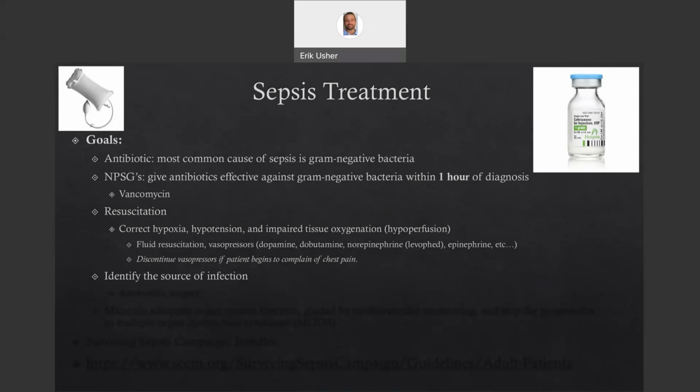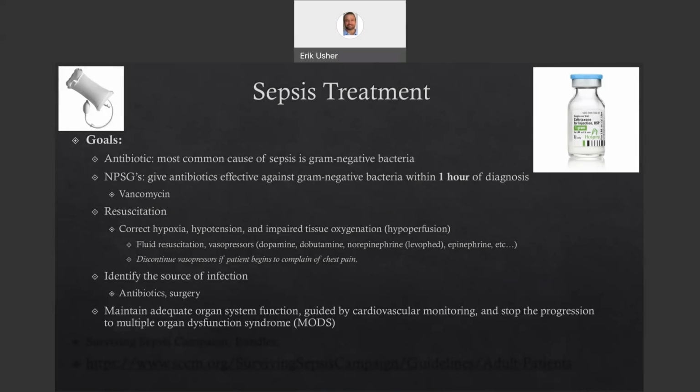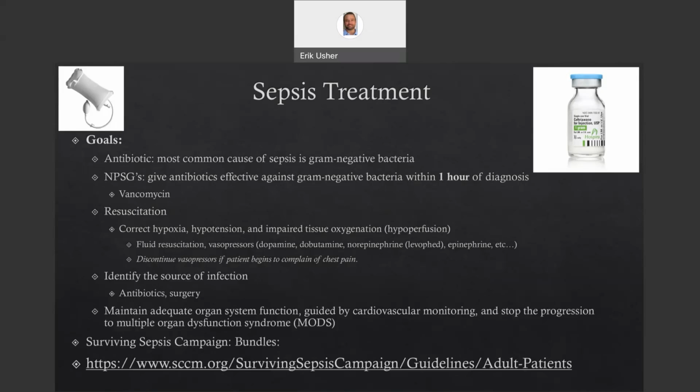Okay, identify the source of the infection. So antibiotics, surgery could be the root fix for that. Maintain adequate organ system function, guided by cardiovascular monitoring. Stop the progression of MODS, multi-organ dysfunction syndrome, which we'll talk about. And there's a thing called Surviving Sepsis Campaign, and it's all about bundles. And you can look at this here.